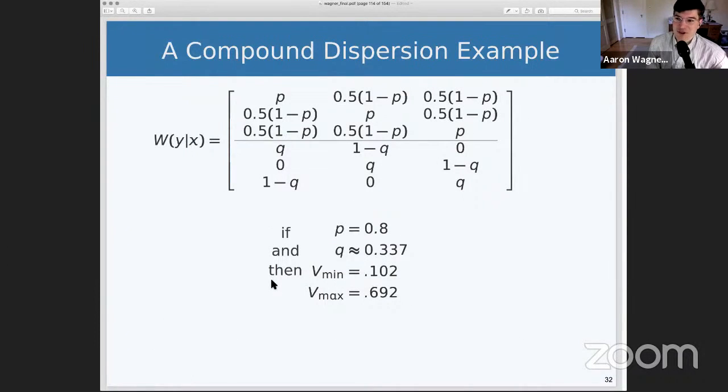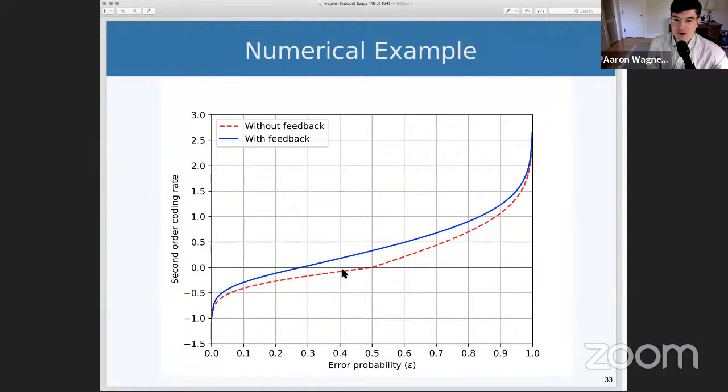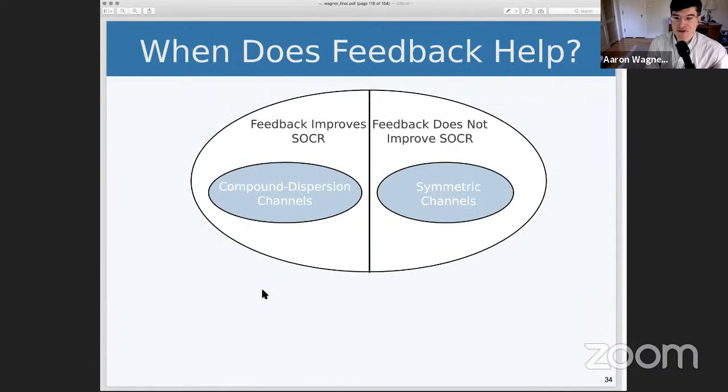All right, so let's go back to our running example. Strawson determined the second order coding rate without feedback, and that's in red here. The blue is the achievability result that we have. It's the lower bound on the second order coding rate with feedback, and you get an improvement over the entire regime, although the gap between the two disappears at the boundaries.